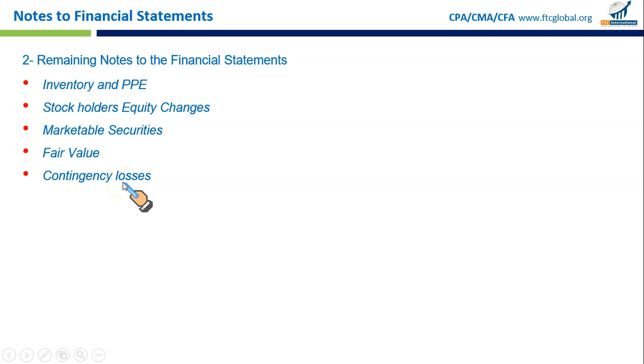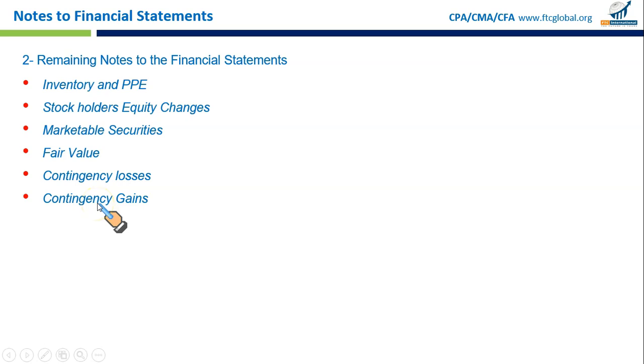Contingency losses. This note covers potential losses that the company might face, but we are not yet certain. For example, one of our employees got injured and has filed a case in a court of law against the company. So we are not sure what we may have to pay against these damages claims, right? But we need to disclose if there is some possible financial impact of such a lawsuit filed against us.